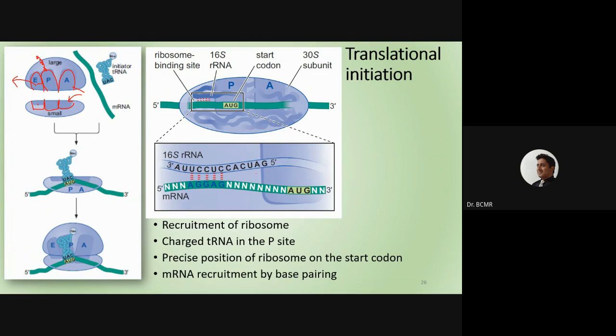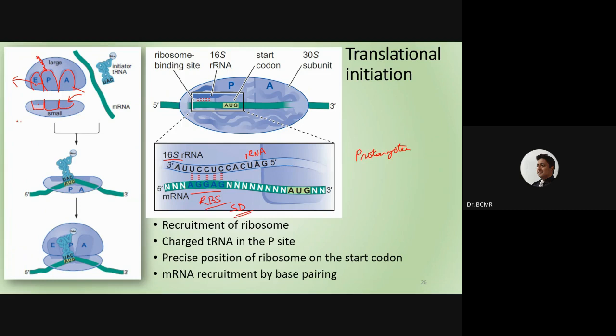For initiation to happen, we first require the recognition of the mRNA by the ribosome, and that happens by the rRNA component of the small subunit. In this case, 16S rRNA, we are talking about prokaryotes. In eukaryotes, that is 18S rRNA. So for the recognition of mRNA, you have this site, the ribosome binding site, or you call it the SD sequence in prokaryotes, the Shine-Dalgarno sequence. In eukaryotes, it is the Kozak sequence.